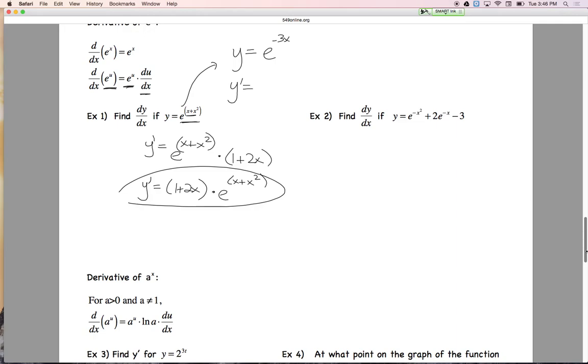y prime is going to be equal to itself, so just copy it down, times the derivative of the exponent, which is negative 3. So then the answer would just be negative 3 e to the negative 3x. So that's how you would do the derivative of e to the negative 3x.